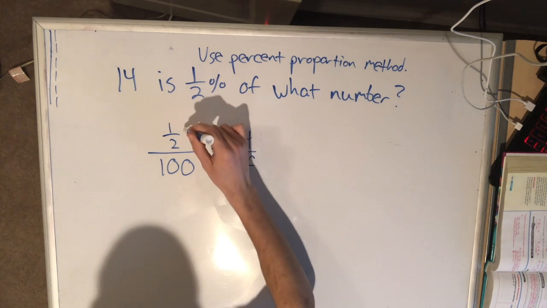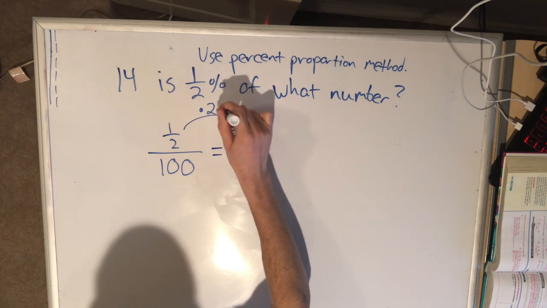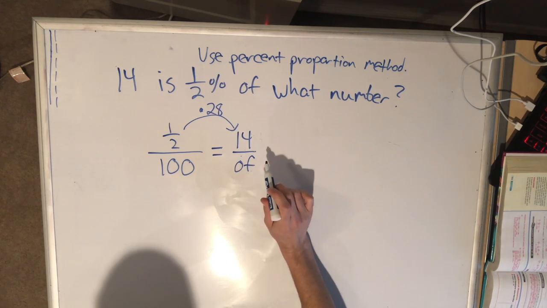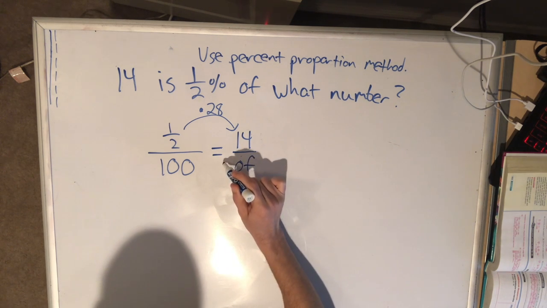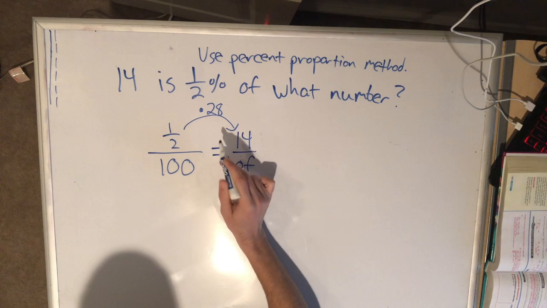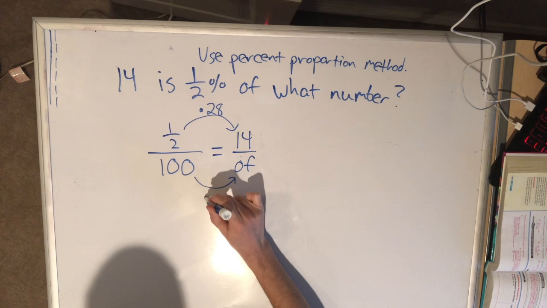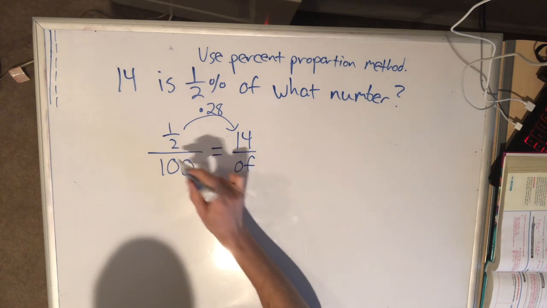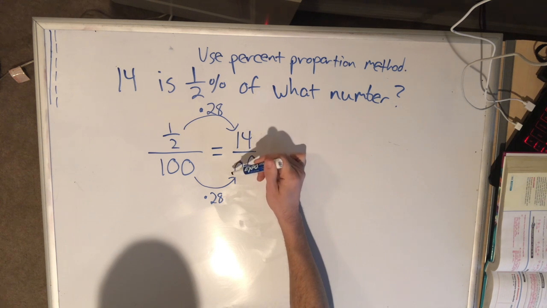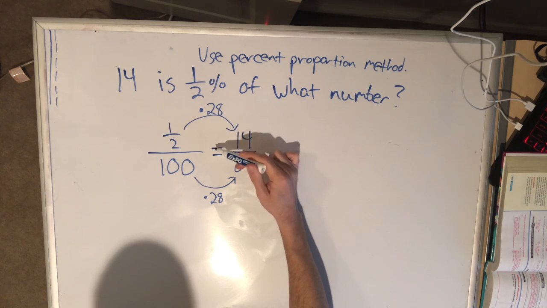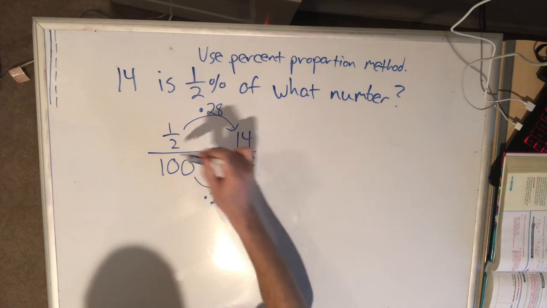And 1/2 times 28 is 14 because 1/2 of 28 is 14. And since these are equal fractions, if the top got multiplied by 28, the bottom must also be multiplied by 28 to balance it out. It's as if we're multiplying the first fraction by 28 over 28, and 28 divided by 28 is 1, so we're really just multiplying by 1. So the value is not affected, so the second fraction equals the first fraction.